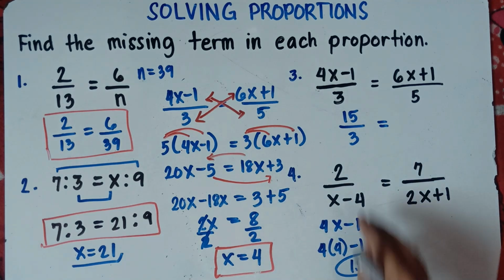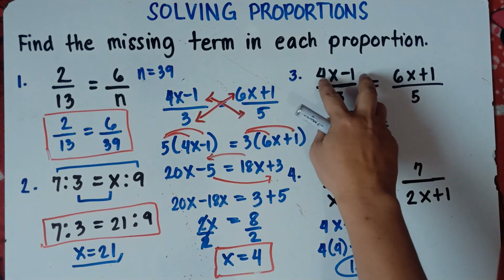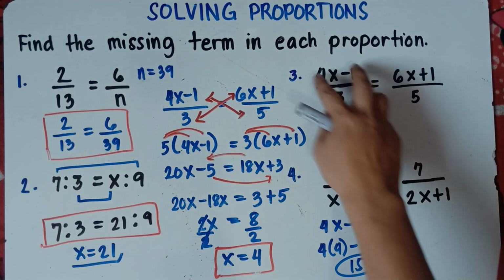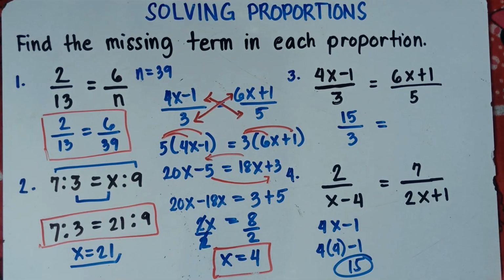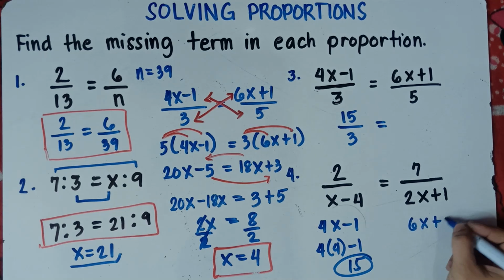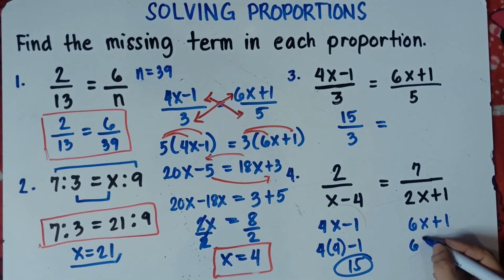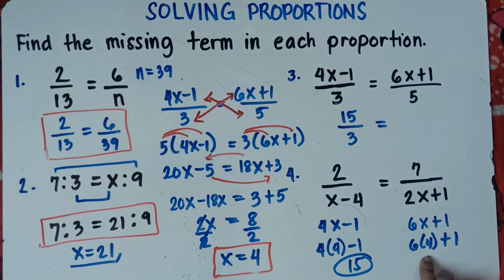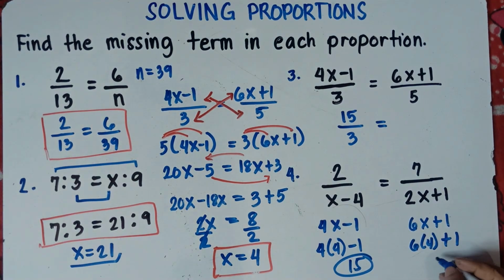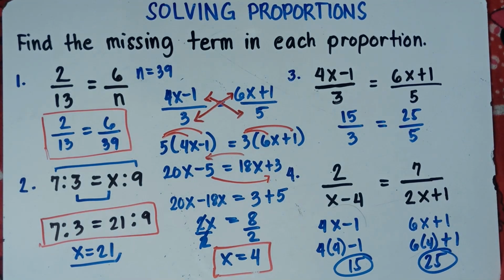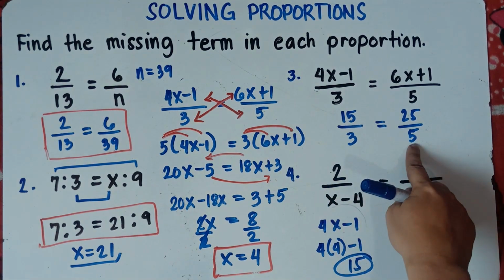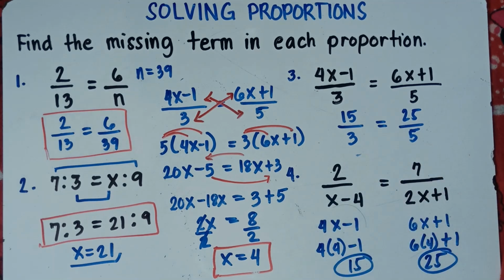Now if the teacher tells you to find all of the numbers inside this proportion, to find the ratios, we need to substitute the value of x, class. So this will be 6x plus 1, and our x is 4, so 6 times 4 plus 1. 6 times 4, what's the answer, class? 6 times 4, that is 24, plus 1, that is 25. So therefore, in the upper part, this is 25 over 5. So if you multiply that up, 15 times 5, that is 75. 25 times 3, that is 75.